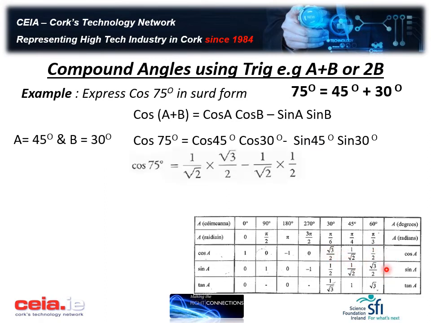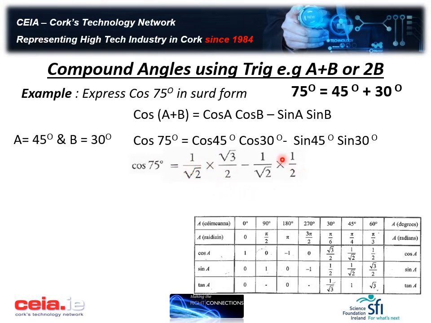Okay, so what we get from that is cosine 45 degrees. Cosine 45 degrees is 1 over root 2. There it is. Cosine 30 degrees. Root 3 over 2 there. And similarly, sine 45 degrees, 1 over root 2, by sine 30 degrees, half. So we end up with this, which is a collection of surds, which is what we want to get out of all of this.